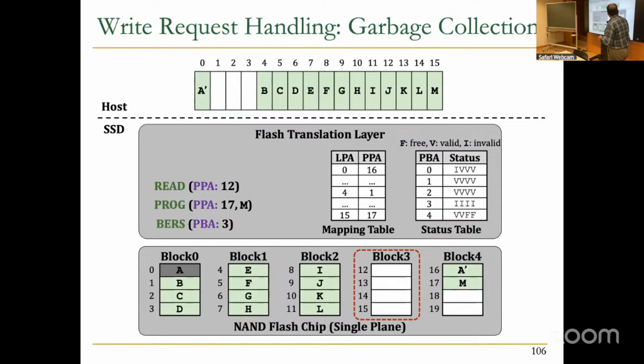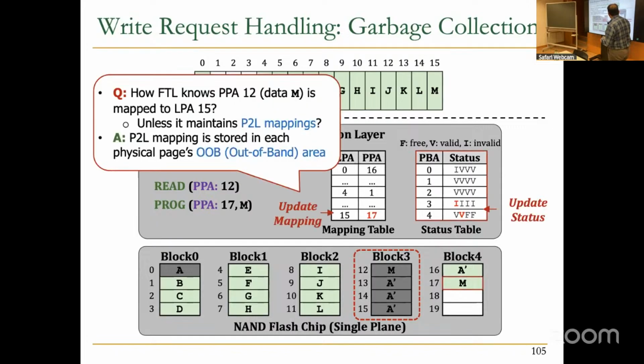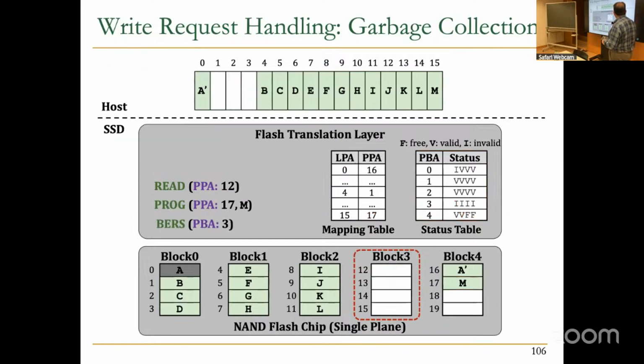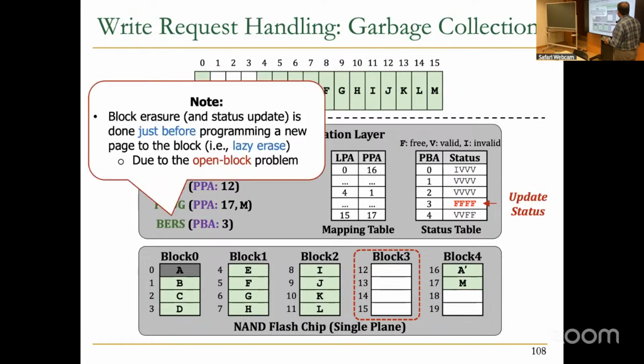So you update, and then now block 3 is all essentially invalid, so you can erase it. And now physical block address 3 is all free. So you update the status. And you can use this block 3 for future writes. But just to let you know, this erase operation, you don't do it immediately. Because once you erase block 3, you make block 3 active. You make block 3 ready to be written. And you want to do it when you really need to do it.